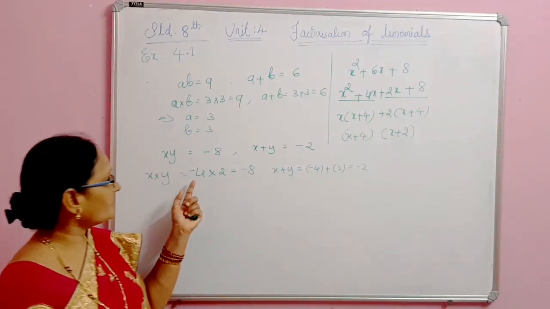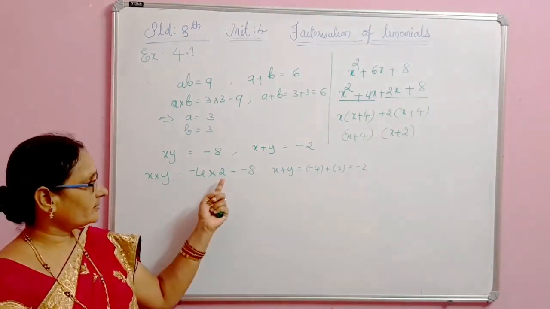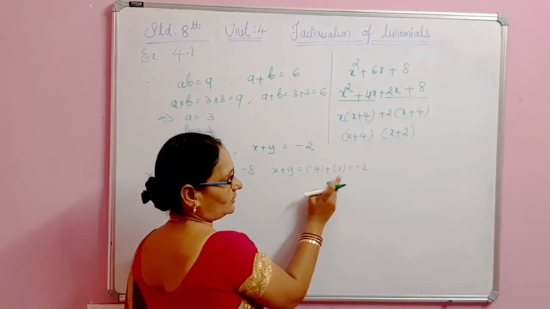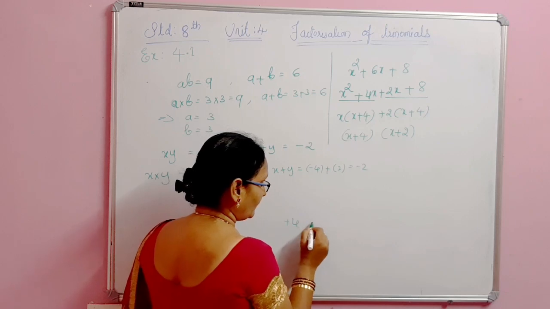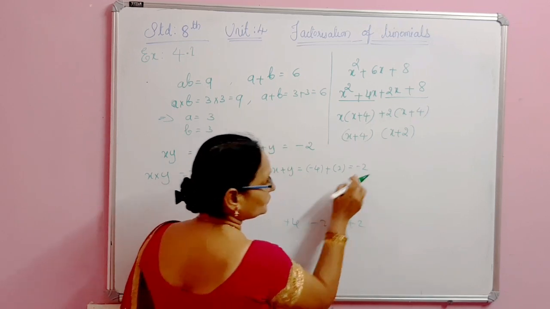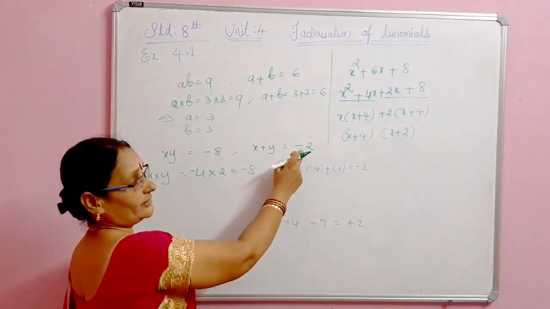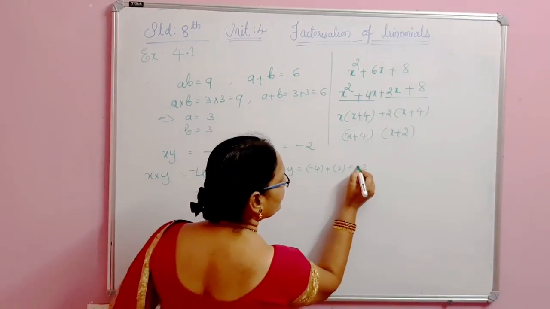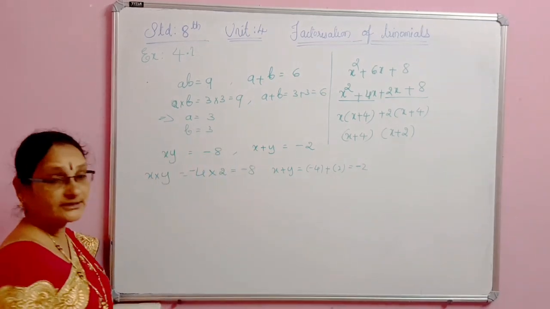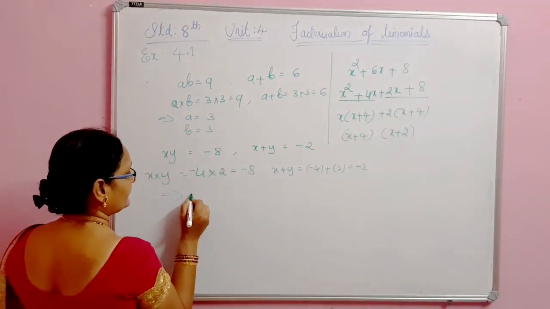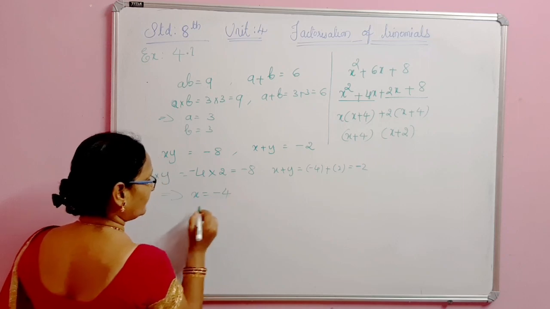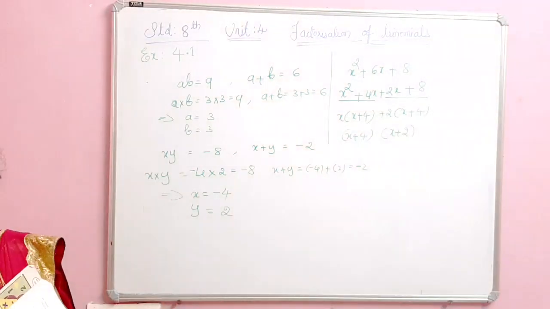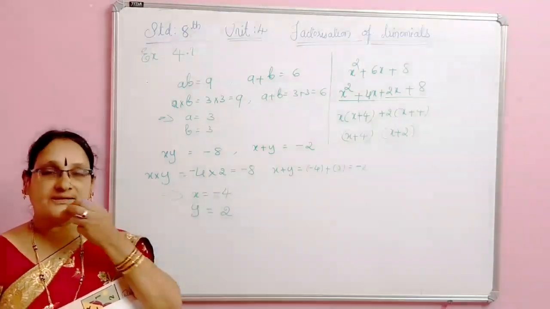Suppose here if we take plus 4. Plus 4 minus 2 means, okay, minus 8 only we will get. But here, plus 4 minus 2 means we will get plus 2. But what we have to get here? We have to get minus 2. So we have to take minus 4 and plus 2 here. Then we will get minus 2. This implies that x equal to minus 4 and y equal to 2. These are the numbers that we have to find out to split the given numbers.